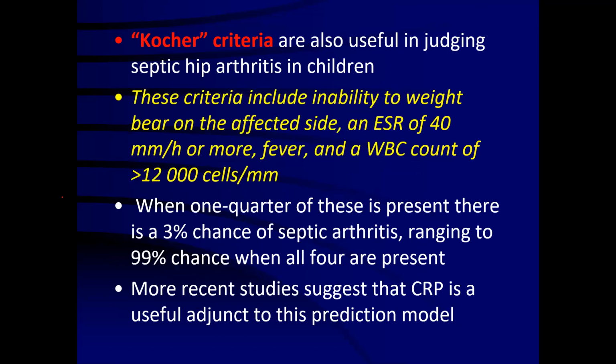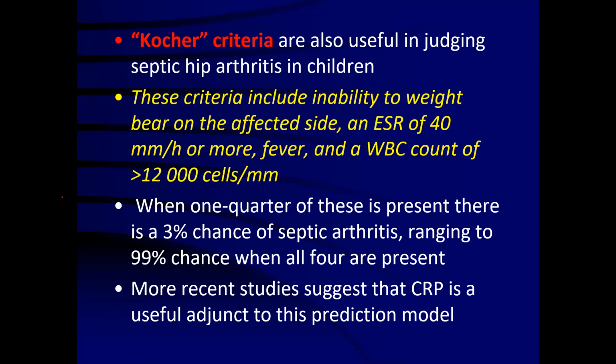Now, what are the Kocher criteria? This is very important. Why? Because this is asked often in examinations. They are also useful in judging septic hip arthritis in children. These criteria include inability to weight bear on the affected side. That's number one. An ESR of 40 millimeters or more. This is 2. Fever, 3. And a white blood cell count more than 12,000 cells per cubic millimeter.